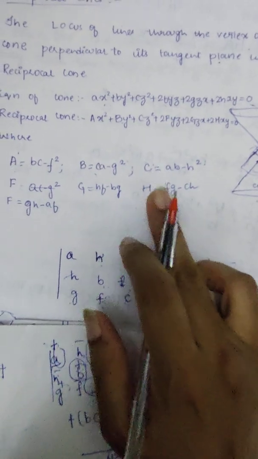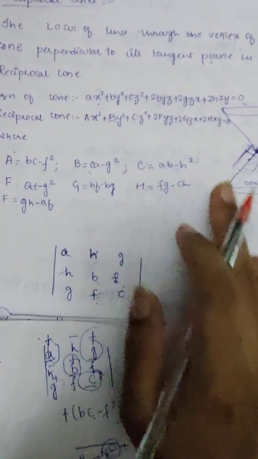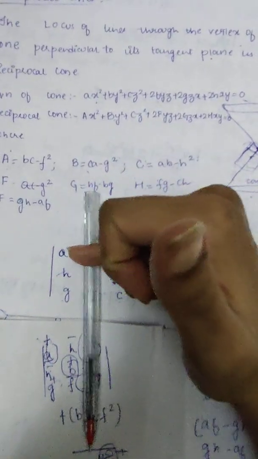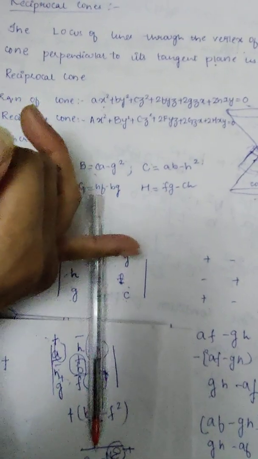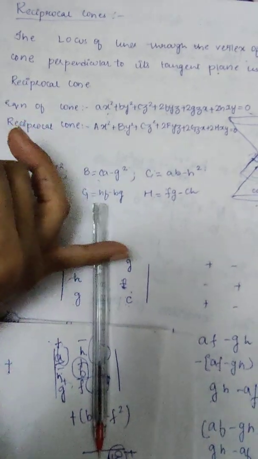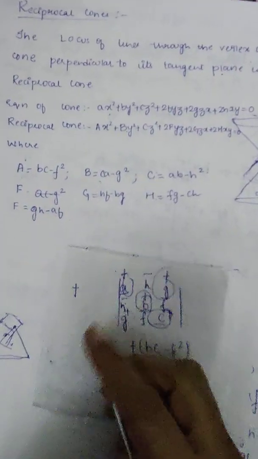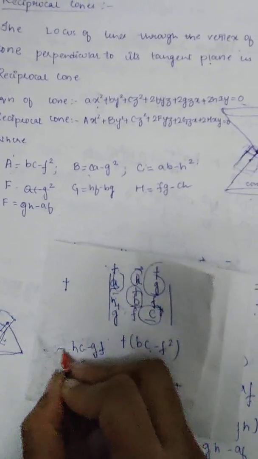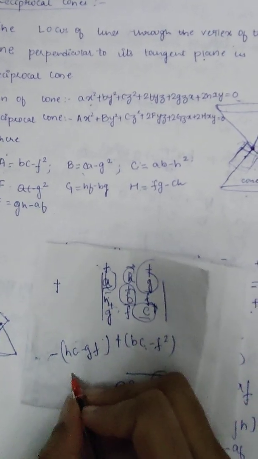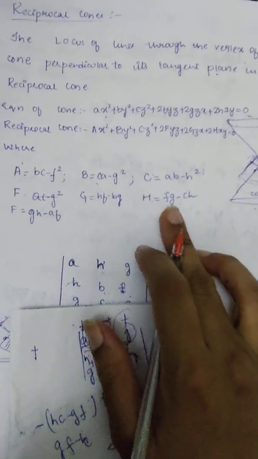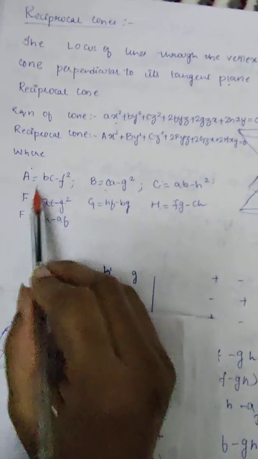Then let me take the determinant for H. So hide the column where H is there and hide the row where H is there, and take the determinant for the rest of the term. It is HC minus GF. But what is the sign above H? Minus. Multiply with minus, it is going to become GF minus HC, or CH.